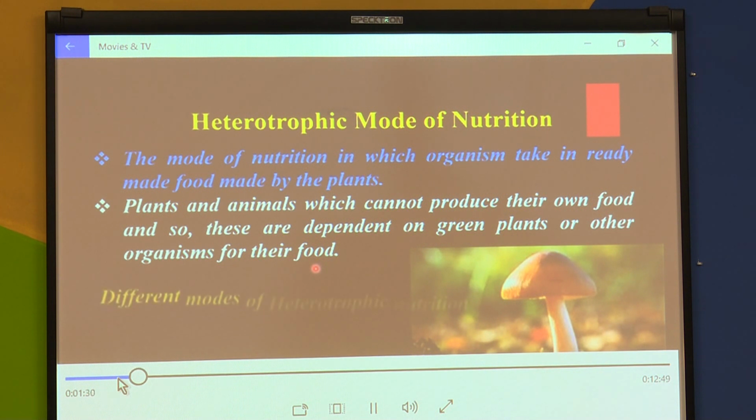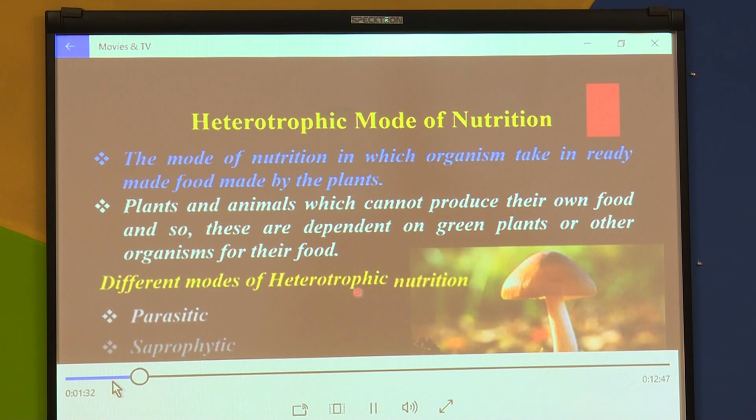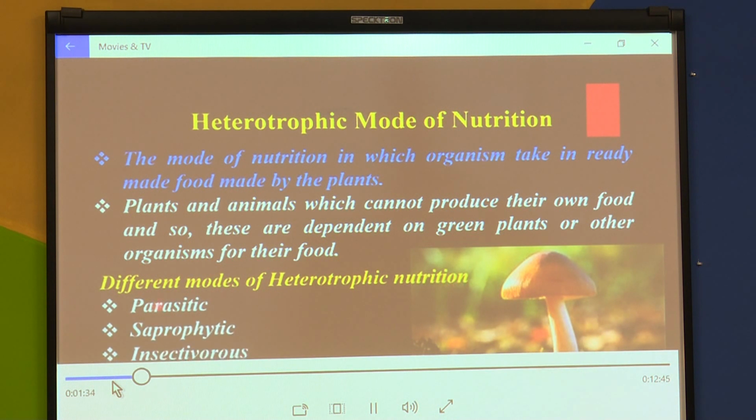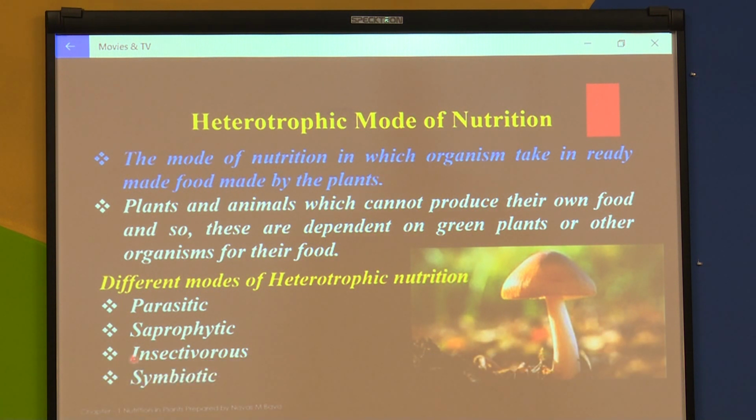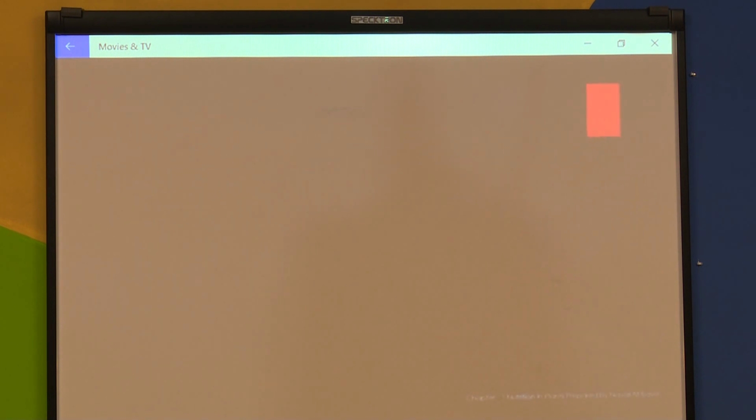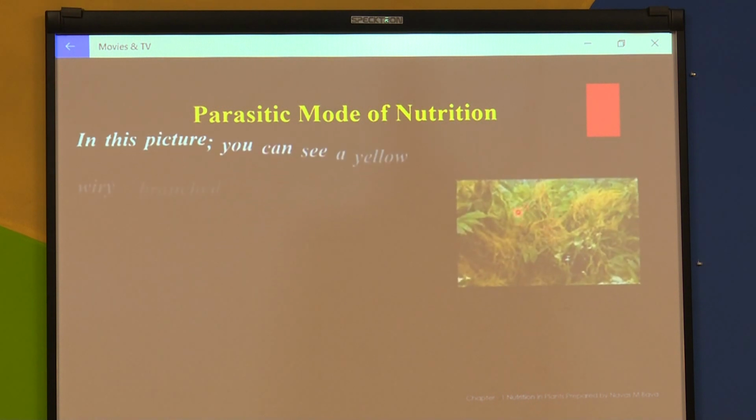So, there are different modes of heterotrophic nutrition. First one is parasitic, second one is saprophytic, third one is insectivorous, and fourth one is symbiotic. So, these are the 4 different modes of heterotrophic nutrition. Let us discuss the first one, the parasitic mode of nutrition, the first mode of nutrition from heterotrophic nutrition.